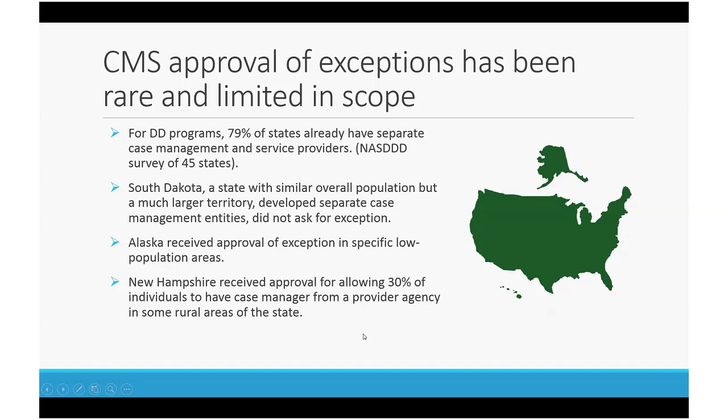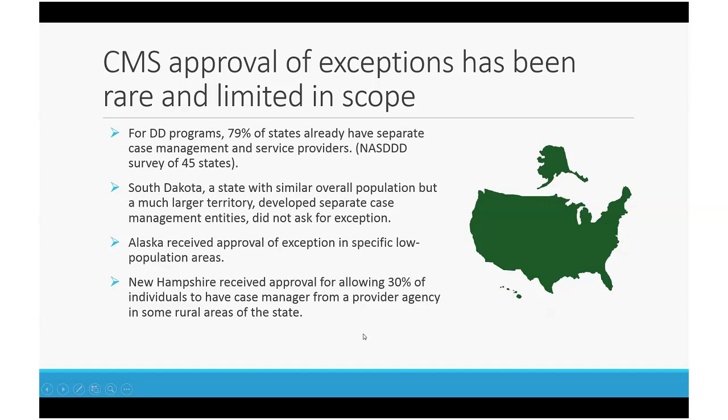If you're interested in more information about how other states have dealt with this, on the DIVA website, which I showed you a link for several slides back, there is a link to a webinar that was done by CMS that describes how other states have come into compliance with the rule. And there was some information about South Dakota, which is a state that has a similar overall population, but a much larger territory. And it talks about how they address this issue. And essentially, they didn't ask for an exception, but they decided to develop separate case management organizations for all the regions of the state so that people could get their case management from a different organization than their direct service providers.